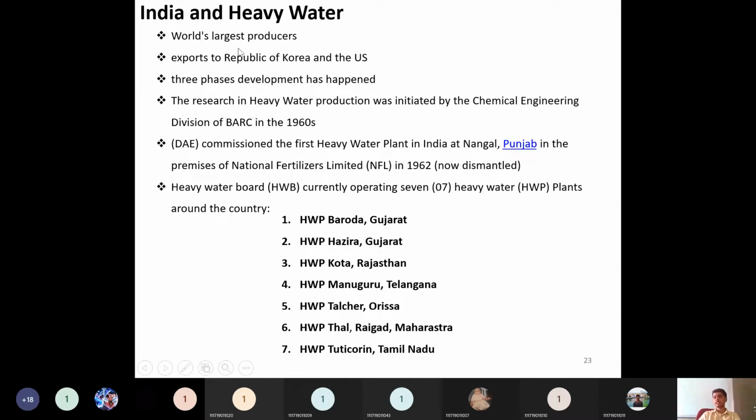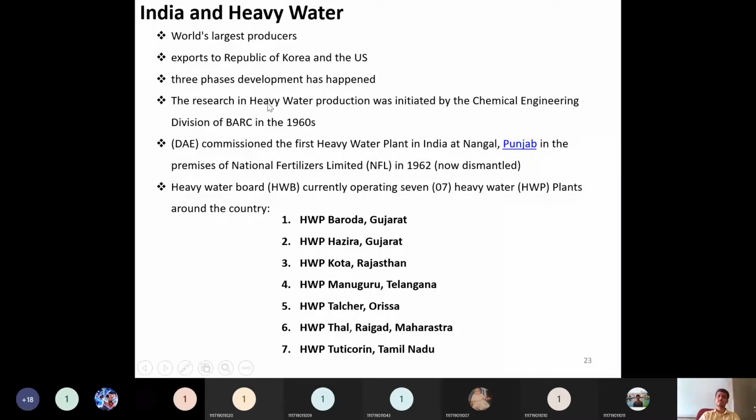India is the world's largest producer of heavy water, or deuterium oxide. India exports to the Republic of Korea and also to the US. We are the proud exporters of heavy water to places like Korea as well as the United States. And there were three phases of development in acquiring the current capacity of heavy water production. Now we are able exporters to other countries, but during the earlier stages, many phases of development happened. Due to these many phases of development only, we are now proudly producing the current capacity of heavy water.